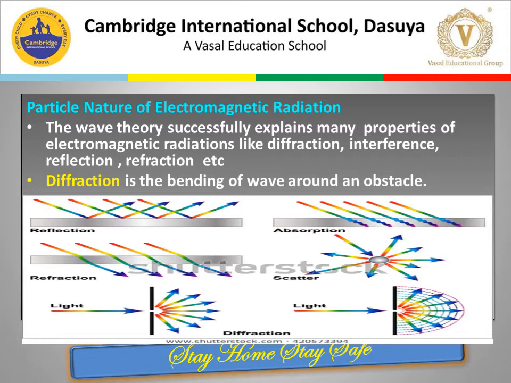Reflection is the bouncing back of the light when it falls on any object. Refraction is the bending of light when it passes through any medium. Absorption is the retention of energy by any object. Then diffraction is the bending of light, or the bending of a wave, around an obstacle.